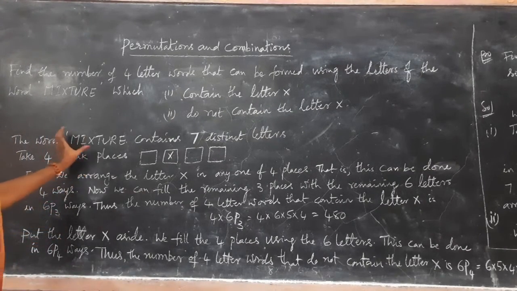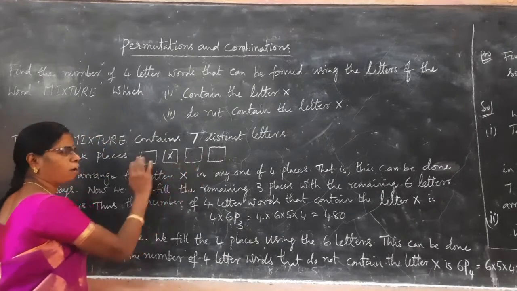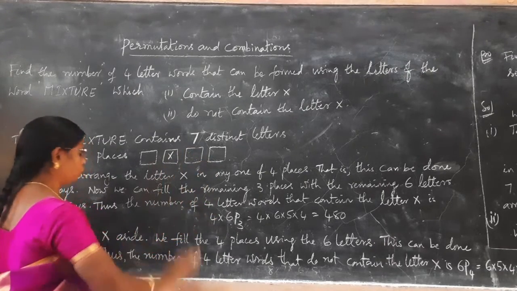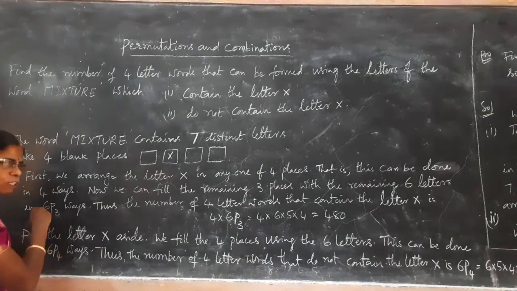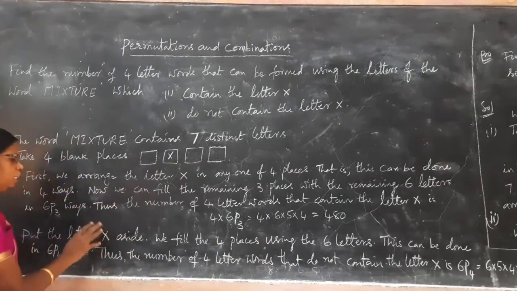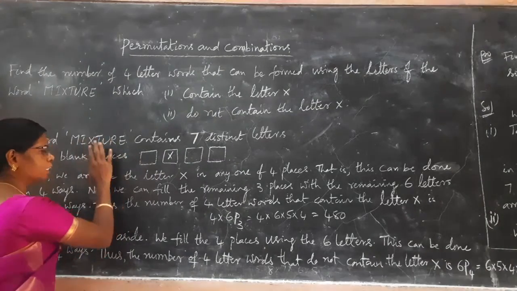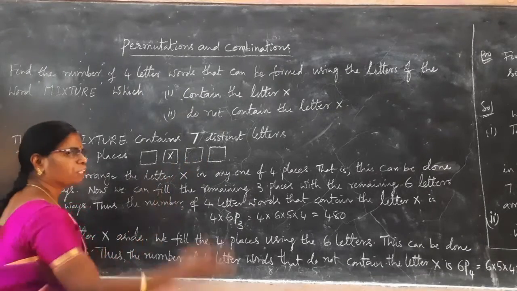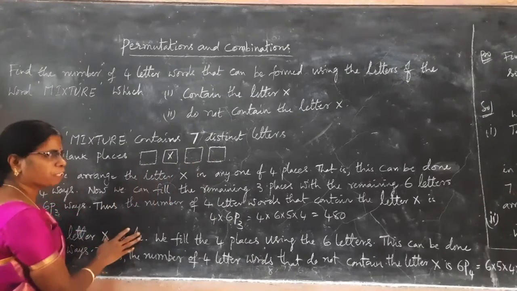From these 6 letters we take 3 letters and arrange them in these places. So here this is an arrangement, not a selection. That's why we write 6P3. 6P3 means taking 3 of the 6 letters and arranging them in these 3 places. So filling all 4 places is done.